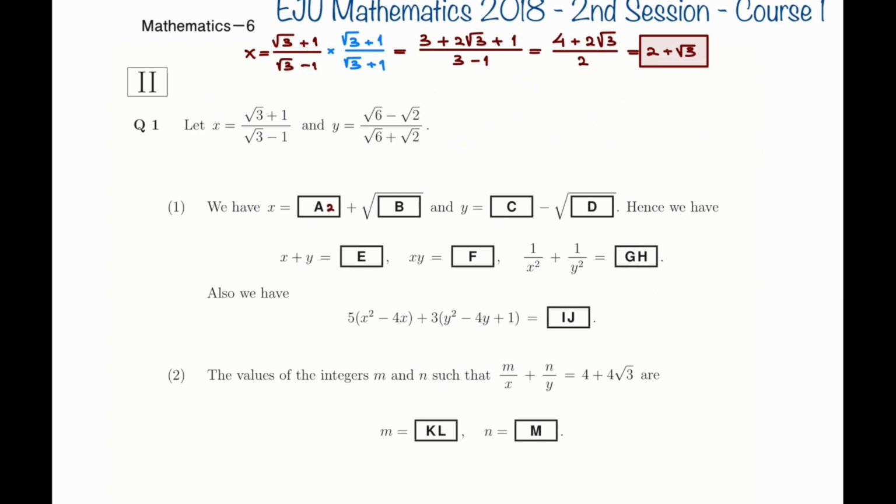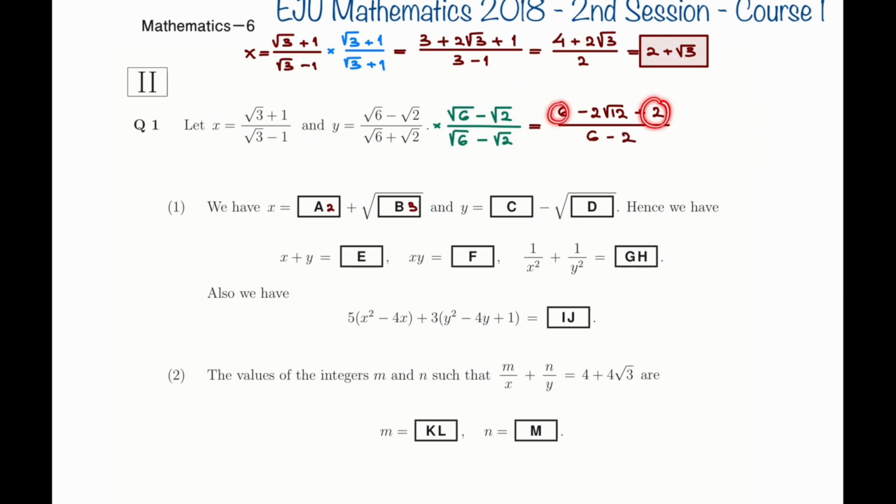So a is 2 and then b is equal to 3. By using the same method, you can find y by rationalizing the denominator. So I will multiply both numerator and denominator with the conjugate of the denominator over square root of 6 minus square root of 2. And then once again you can expand this numerator and denominator, then you will obtain 6 minus 2 square root of 12 plus 2 over 6 minus 2.